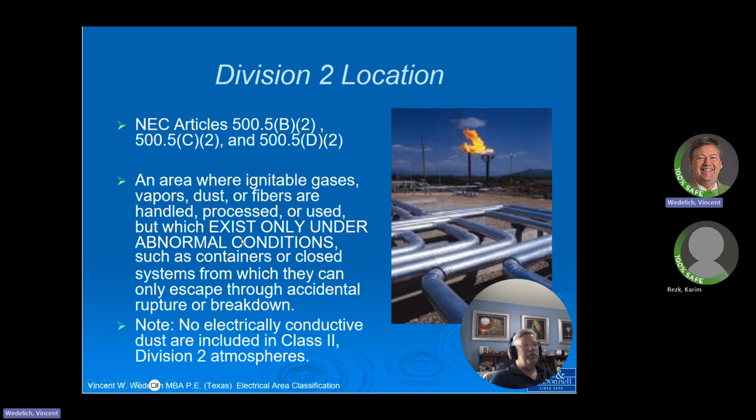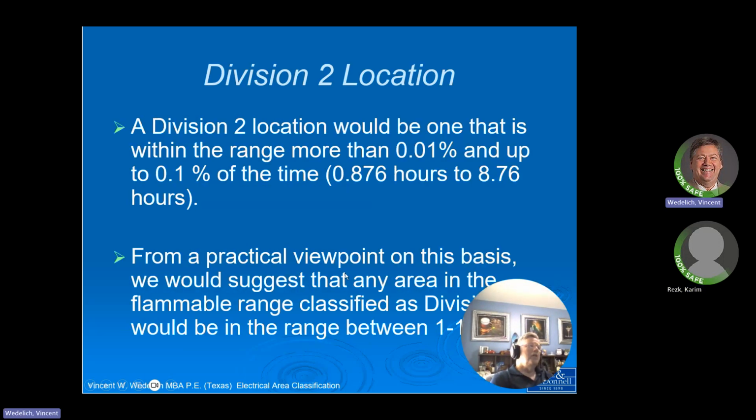Another thing is once you find a Division 1 area, there's always a Division 2 area around it, right? So a Division 2 location would be one that is within the range of 0.01% up to 0.1%, or 1 to 10 hours, right?